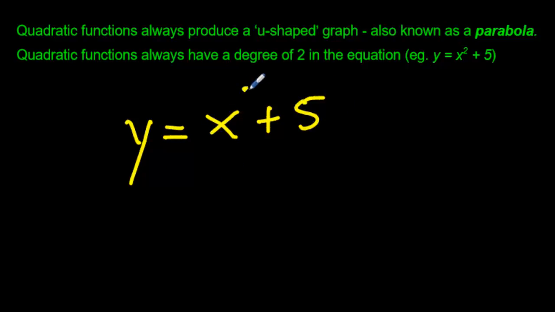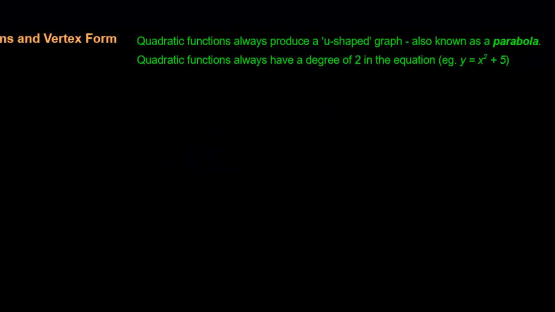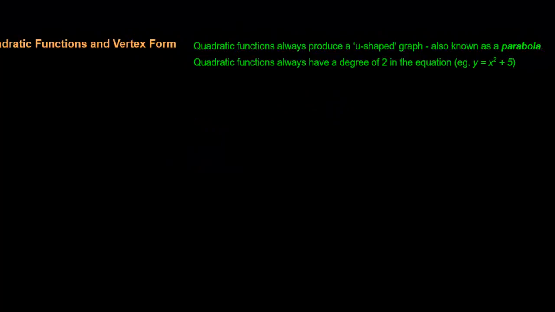And so as soon as you put the little 2 there, suddenly that squared will turn this thing into a quadratic function or a parabola. Okay? So those two things I am going to assume you already know. So let me clear out that stuff.